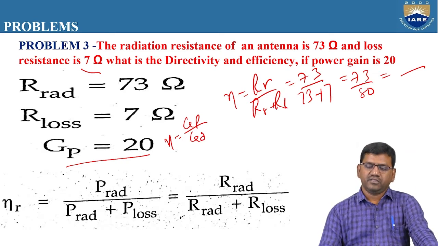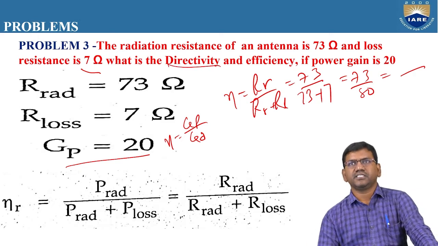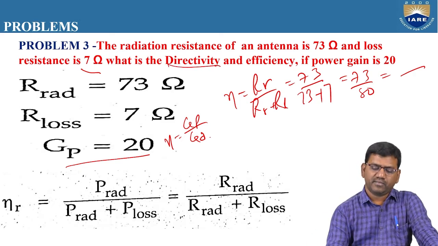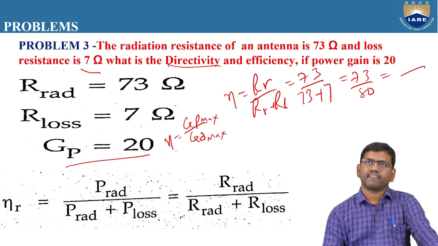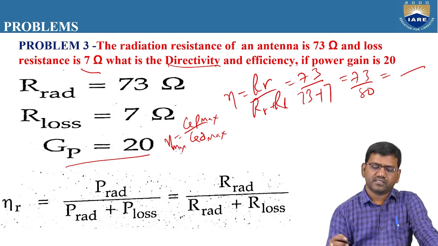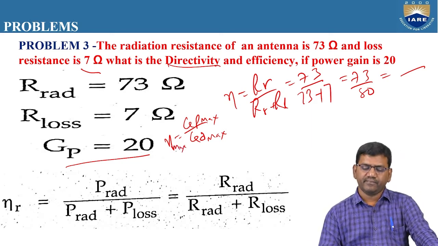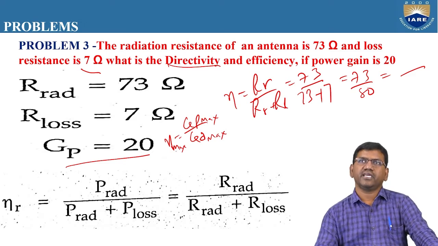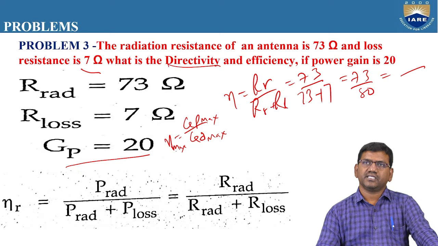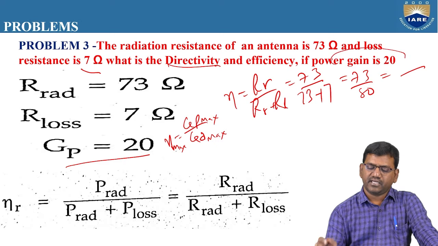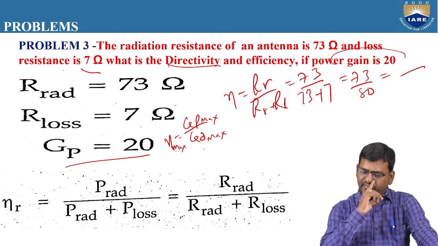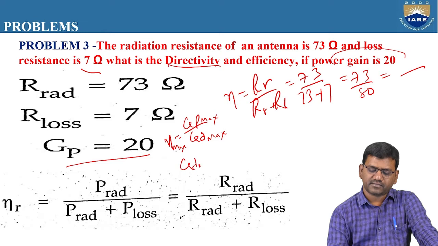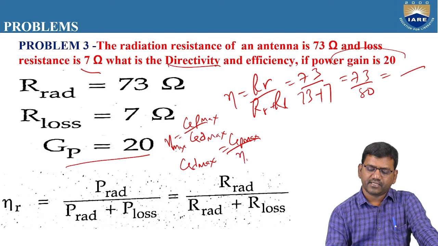So what do you need to determine? You need to determine the directivity, which is nothing but the maximum directive gain. Let us modify this expression as eta max equal to Gp max by Gd max, that is the maximum efficiency. The maximum efficiency is given by the ratio of maximum power gain to maximum directive gain. Here, according to the given data, the power gain is given. To calculate Gd max, you will get Gp max by eta max.